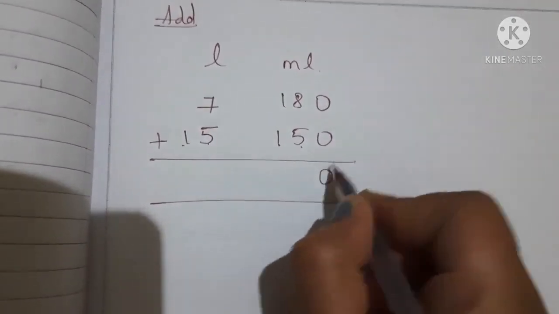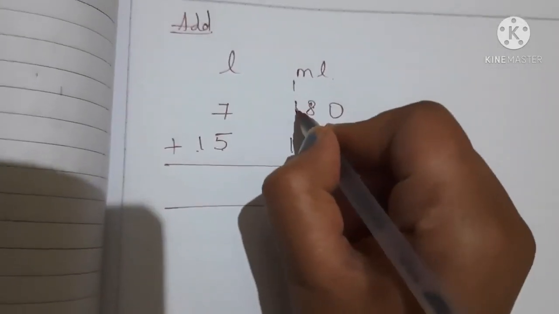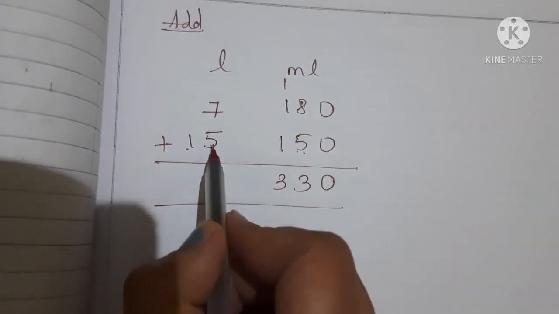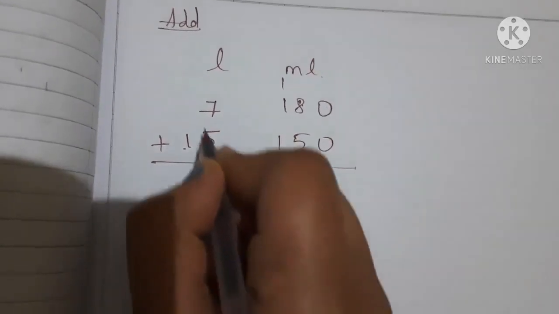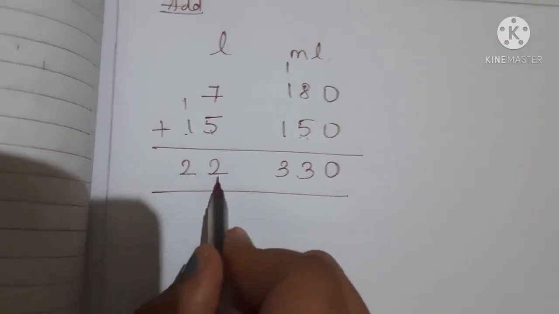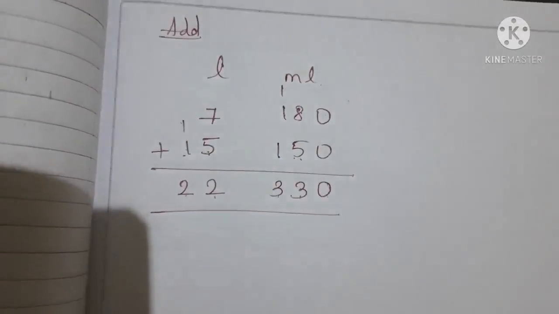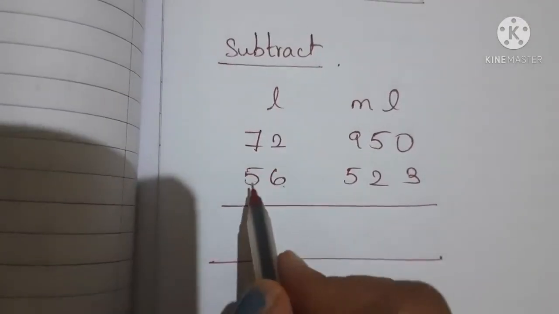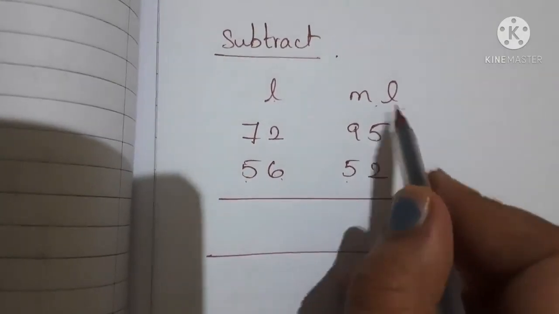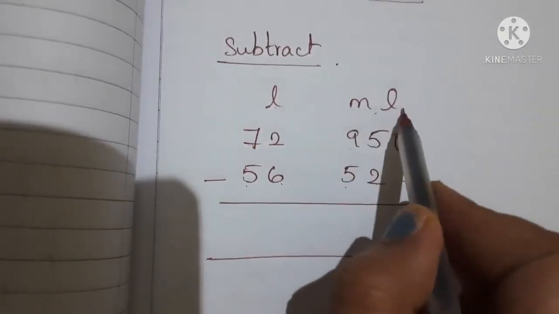0 plus 0 is 0. 8 plus 5 is 13. 1 plus 1 is 2. 2 plus 1 is 3. Now 7 plus 5 is 12. 1 plus 1 is 2. So the sum is 22 liters 330 milliliters. Children, here we are subtracting 56 liters 520 milliliters from 72 liters 950 milliliters.